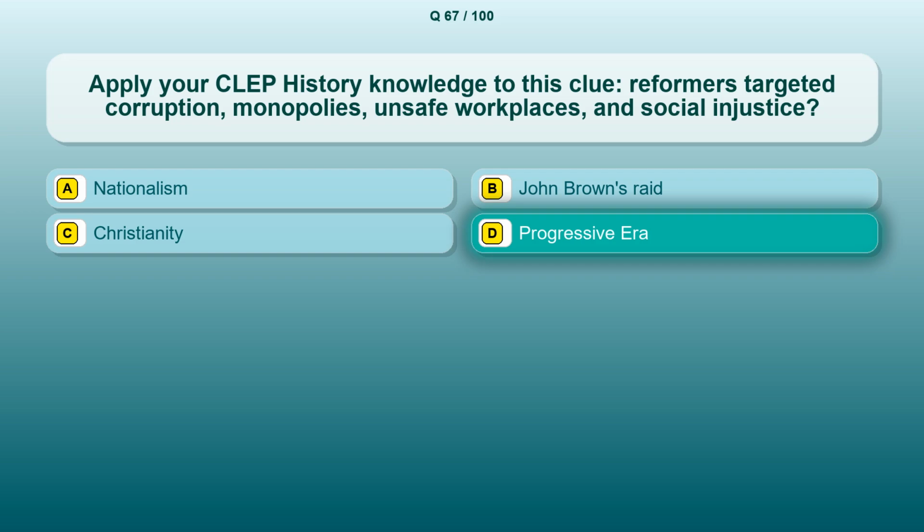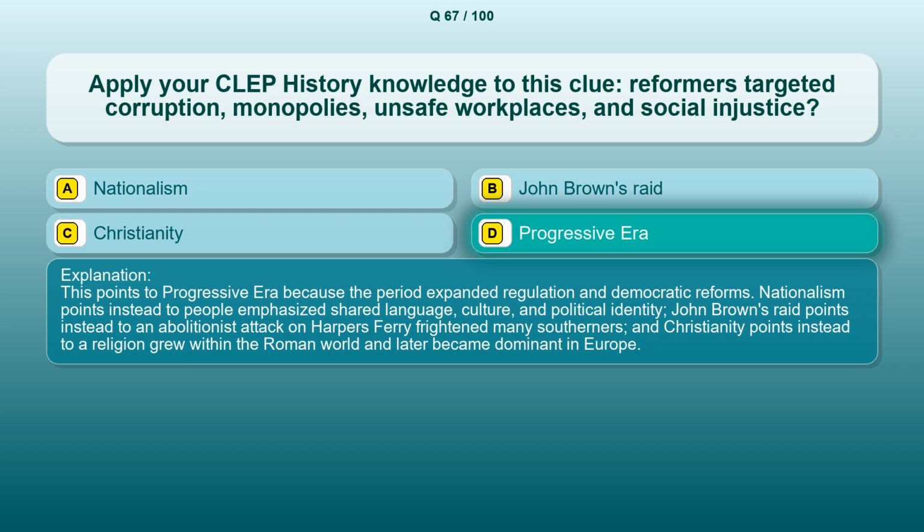The correct answer is option D, progressive era. This points to progressive era because the period expanded regulation and democratic reforms. Nationalism points instead to people emphasizing shared language, culture, and political identity. John Brown's raid points instead to an abolitionist attack on Harper's Ferry that frightened many Southerners, and Christianity points instead to a religion that grew within the Roman world and later became dominant in Europe.